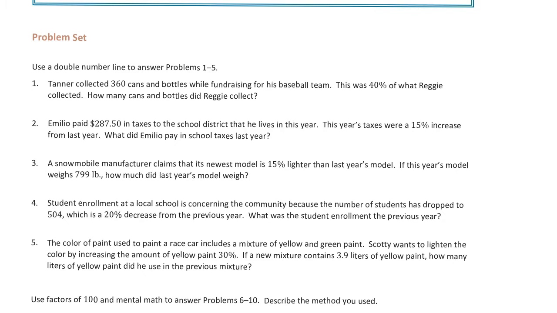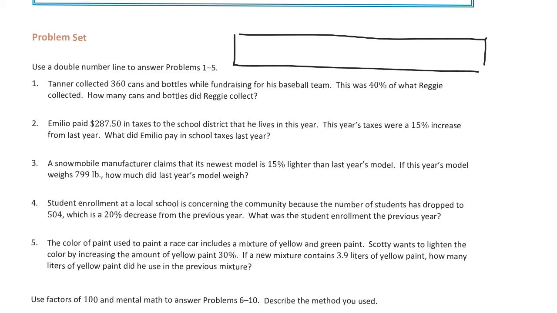So on number 1, Tanner collected 360 cans and bottles while fundraising for his baseball team. This was 40% of what Reggie collected. How many cans and bottles did Reggie collect? So to start with, I'm going to draw myself a rectangle. And then I've got Reggie and Tanner. Now, Reggie collected what Tanner did. Tanner was 40% of Reggie's.